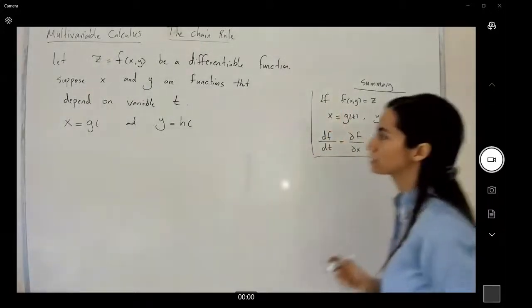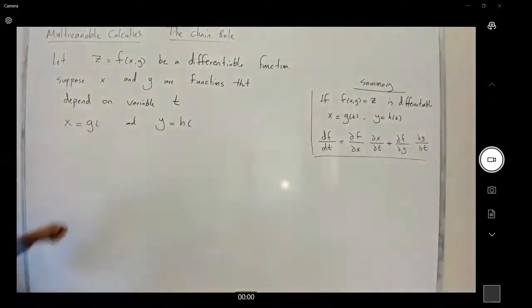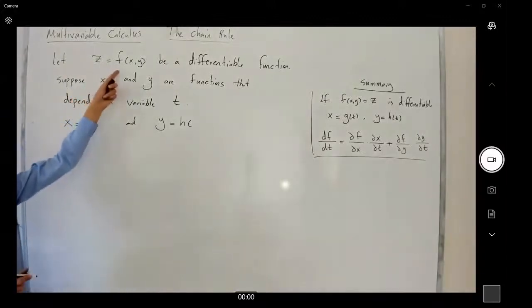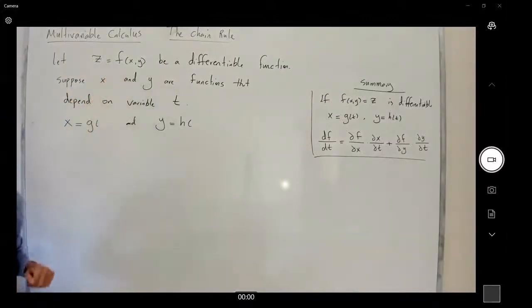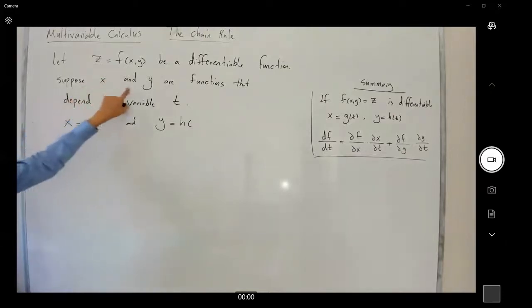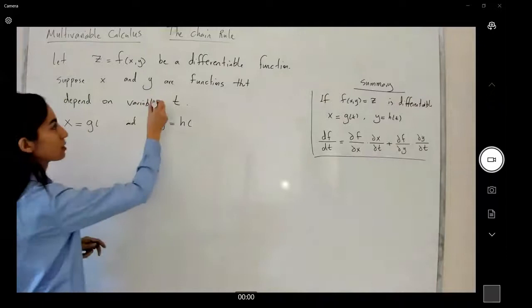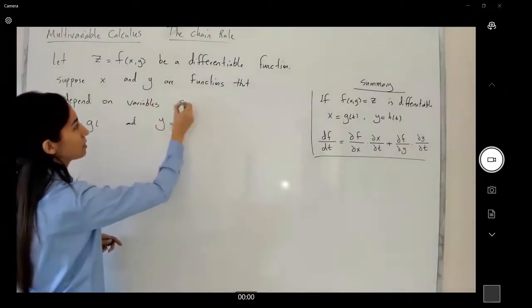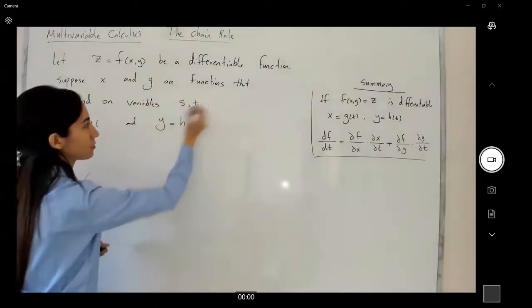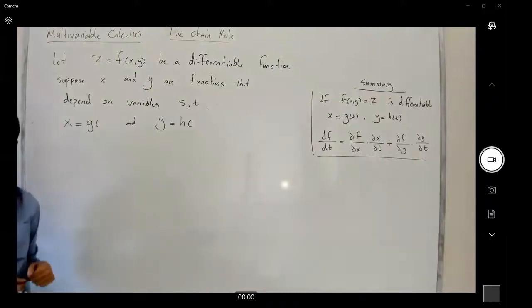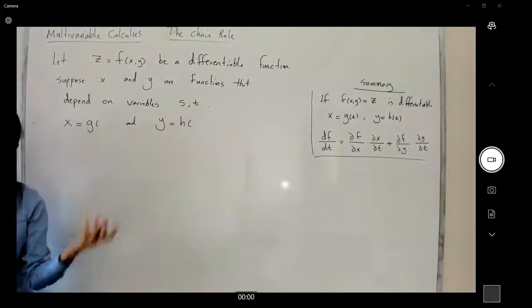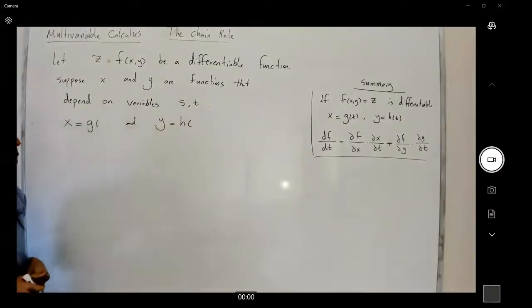Now we are making this a little bit more interesting. So again, you have a function in two variables and it's a differentiable function. Suppose x and y are functions that depend on two variables, s and t. So we are adding two new variables. Suppose one of them is time, the other one is, for example, temperature or the location.